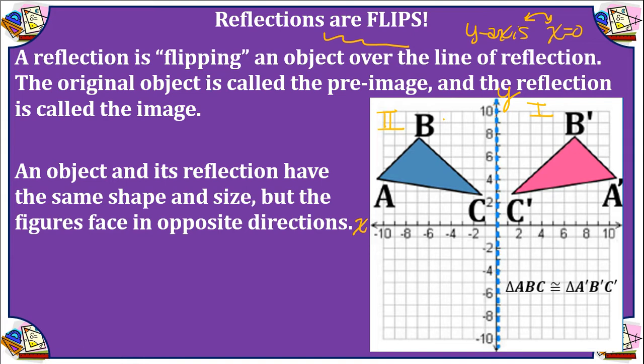Now, before we move on, I want you to notice the distance that A and A prime are from the line of reflection, and B and B prime, and then compare C and C prime. So the point is that from the line of reflection, each point and its corresponding point are equally distant.